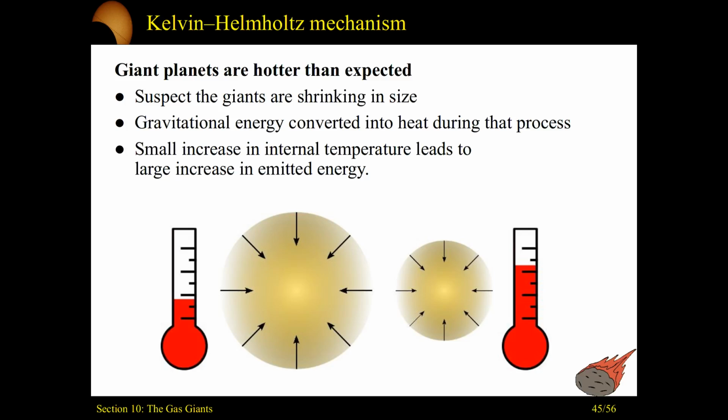We're talking millimeters over the many years. So it's a very slow process, but that tiny change, a small increase of gravitational energy, creates this powerful, large increase in the internal temperature of the planets.